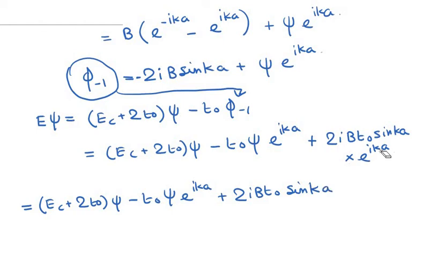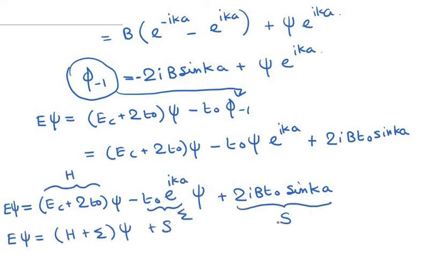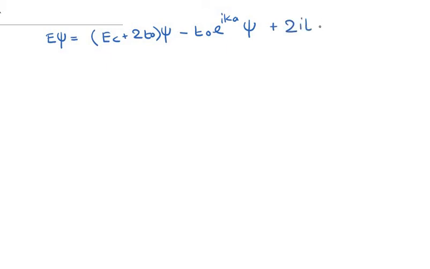Sorry, this e to the power ika is not here because this was just a sine term. So we have this equation in the form E psi equals to (EC plus 2 T0) psi minus T0 e to the power ika psi plus 2i T0 b sine ka.